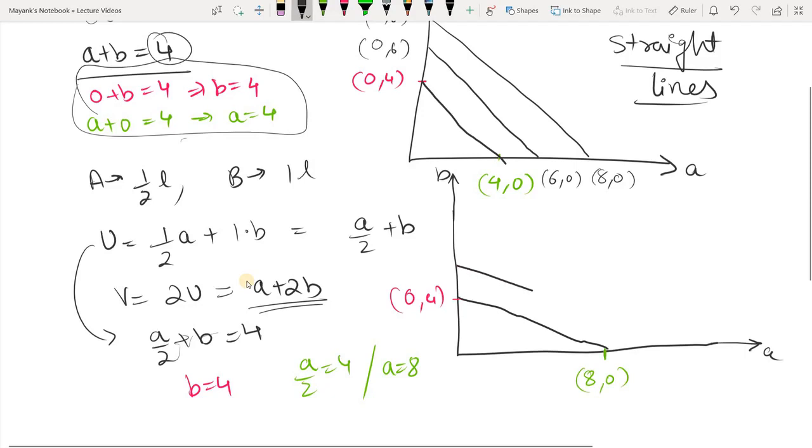So they'll be flatter than the initial indifference curves. These curves had a slope of 1. These curves would have a slope of 1 by 2. Okay, so I'm hoping by this time you have revised straight lines and you have looked at what it means for something to have slope half or something to have slope 1. So I'm not going into that.